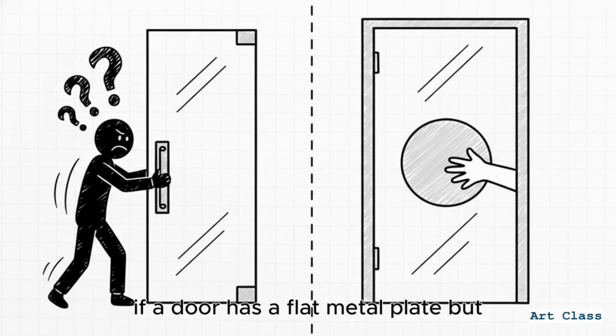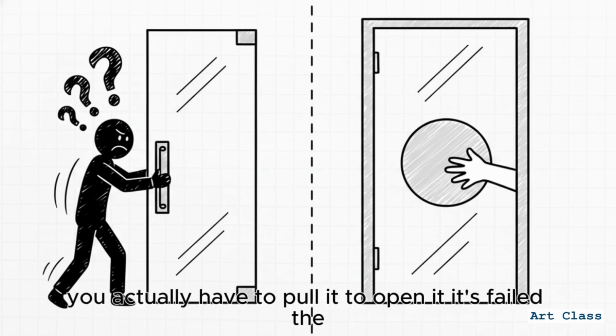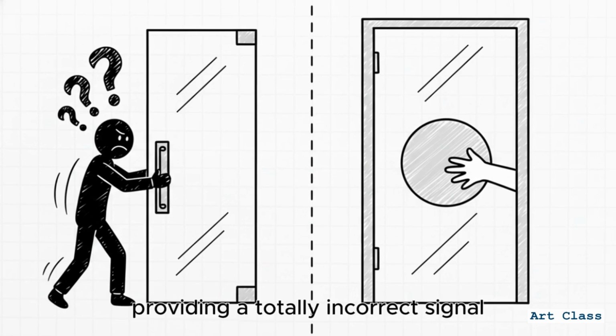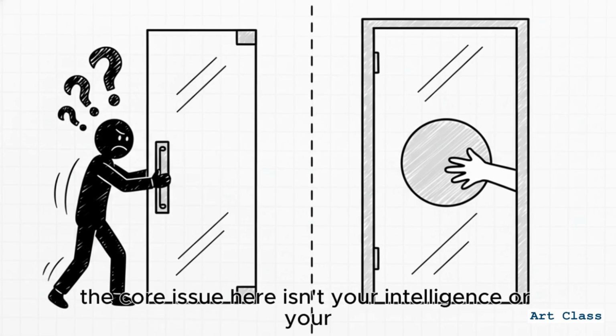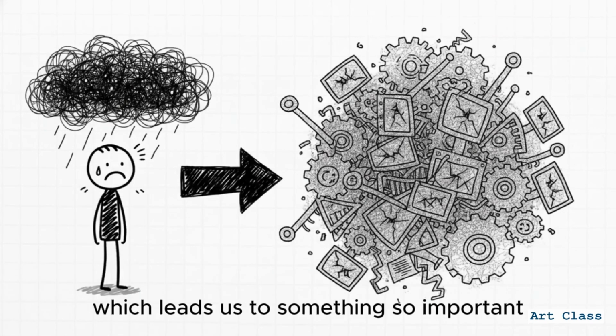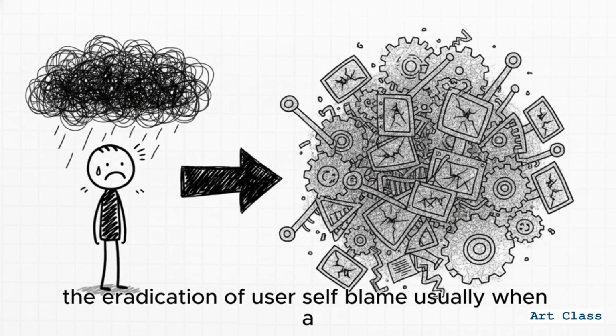Look, if a door has a flat metal plate, but you actually have to pull it to open it, it's failed. The physical shape of the door is screaming at you to push, providing a totally incorrect signal. The core issue here isn't your intelligence or your observational skills. When you forcefully push a pull door, the door failed you. Which leads us to something so important, the eradication of user self-blame.